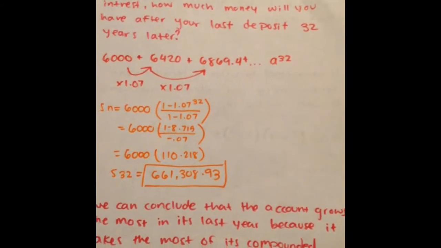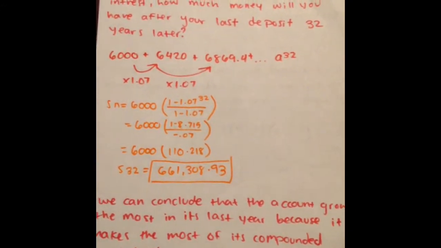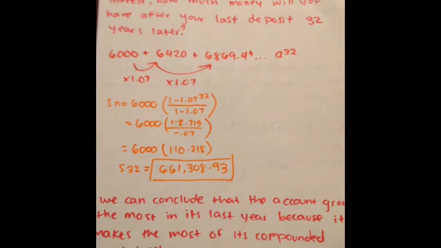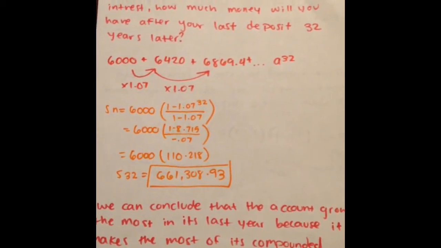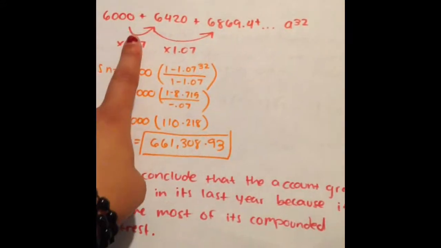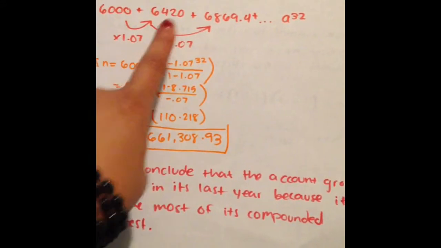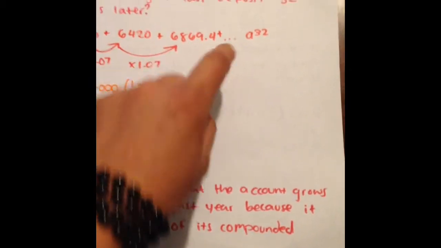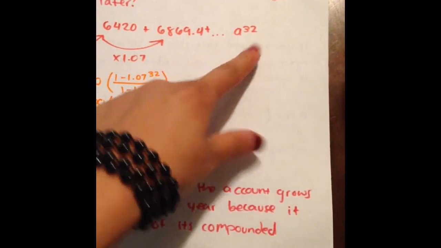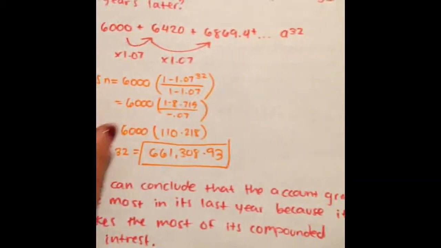Retirement investment. You set up a retirement fund and deposit $6,000 each year with a 7% interest. How much money will you have after the last deposit 32 years later? 6,000 plus 6,420 plus 6,869.4 plus, all the way to 32. So a to the 32nd power.